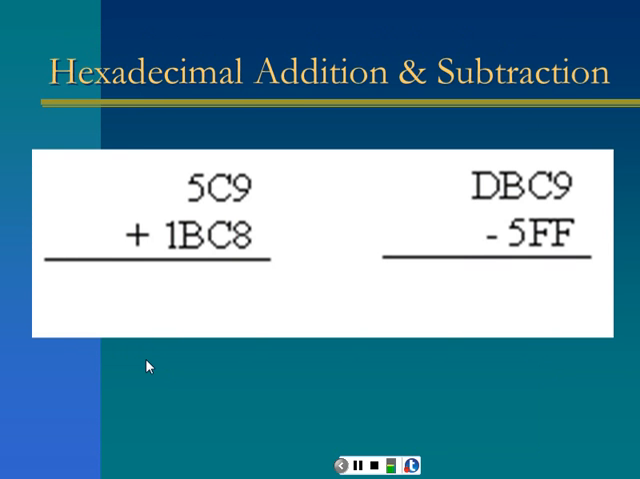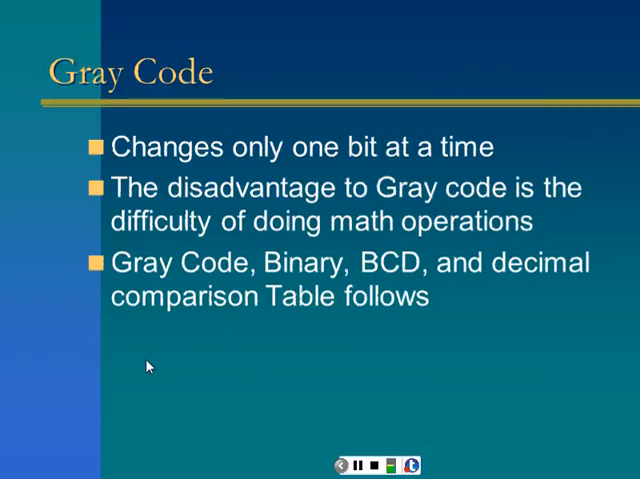Okay, the next thing we need to do is cover gray code. There are only a few things that I want you to know about gray code. I do not want you to memorize all the gray codes, okay? In your lab book, it asks you for gray codes, and you can get your answers from the chart on page 62. So you can do those in the lab. But I am not going to ask you what is 7 in gray code.